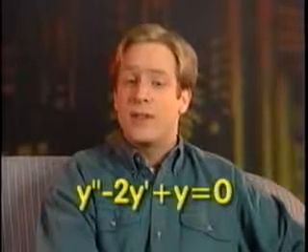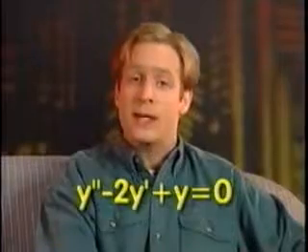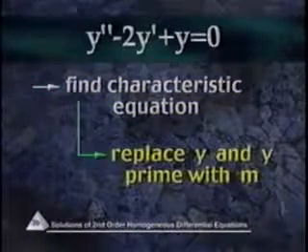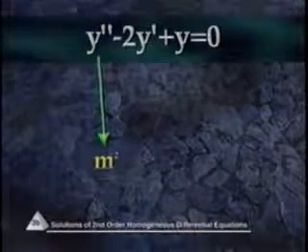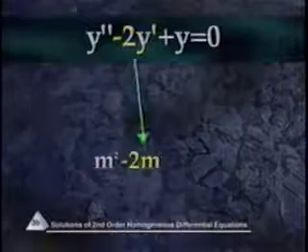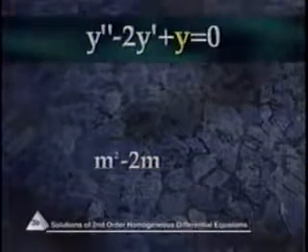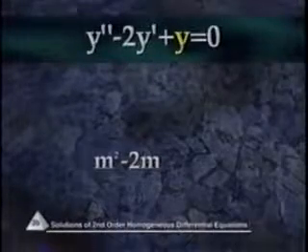Well then, here's another one. Find the general solution of the differential equation y double prime minus 2y prime plus y equals 0. As always, the first step here is to find the characteristic equation. To do this, we just replace the y's and y primes with m's of the same degree. So y double prime becomes m squared, minus 2y prime becomes minus 2m, and y just becomes 1. That gives us a characteristic equation of m squared minus 2m plus 1 equals 0.